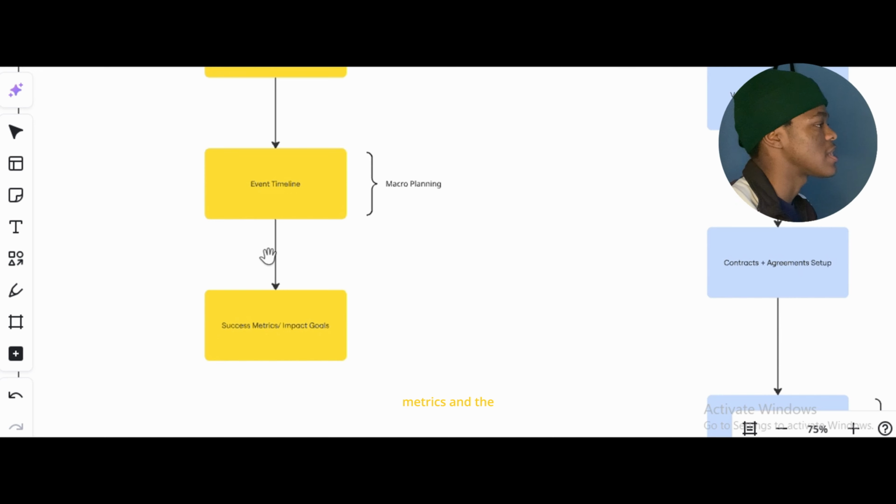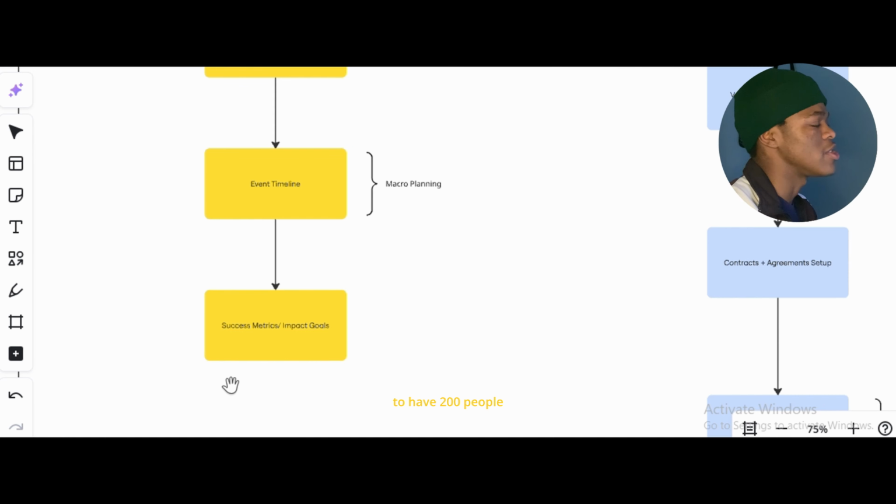And then the success metrics and the goals. Here we want to look at the things that will make the event successful, what we believe is a successful event. Here we get to say maybe it's the amount of people that we wanted at an event.